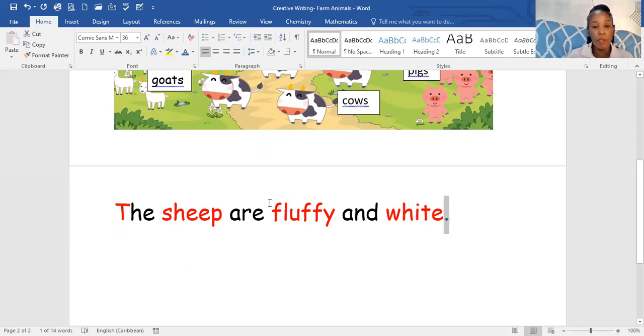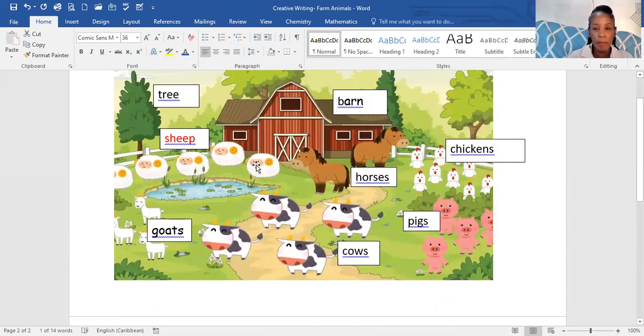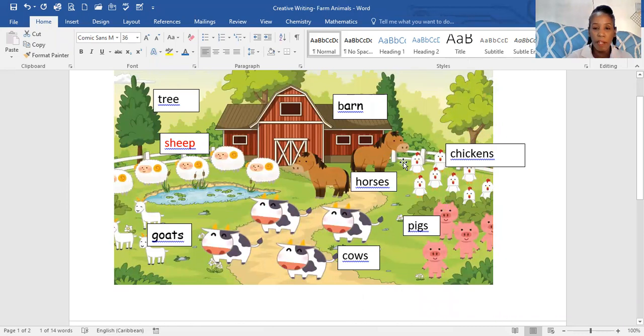And I want to see those words that describe, or those words that tell me what the animal or the object is about. Okay? So in your creative writing book, I want you to write the date, creative writing, and I want two sentences about any. You can choose one animal, or you can choose the group of animals, or one object. So you can write about the animals, or you can write about the objects in the picture, but you must have two sentences. Okay? Very good. Well done, children.